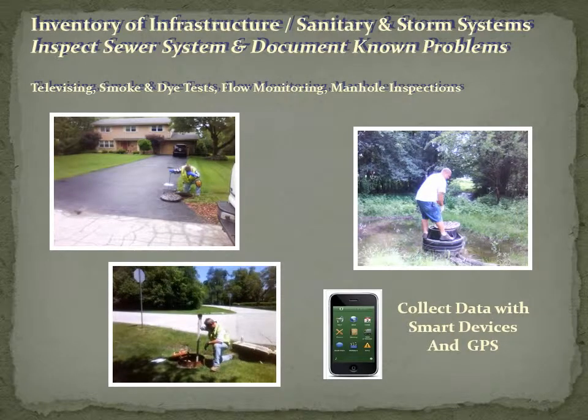Sewer inspection often includes televising, smoke and dye testing, flow monitoring, and manhole inspections. These types of inspections can help determine pipes, manholes, catch basins, and inlets in need of repairs that would be added to the 5-year plan.